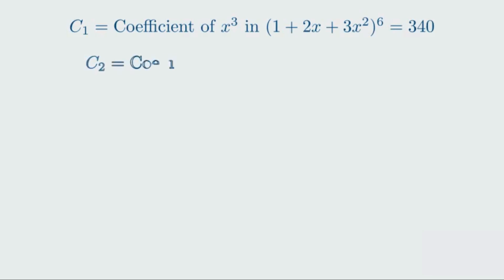The problem states that the first coefficient is equal to twice the second coefficient. Now we can set up our final equation. The equation is c sub 1 equals 2 times c sub 2.